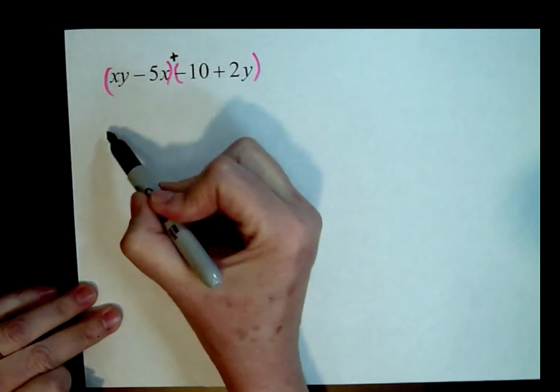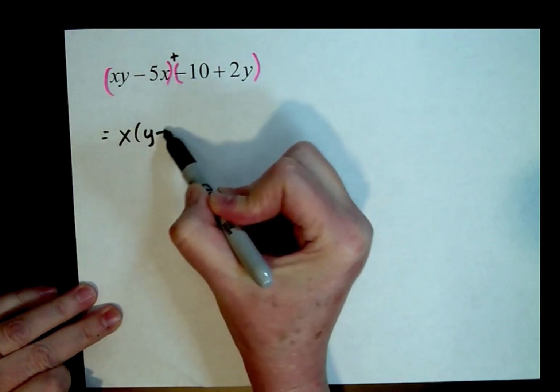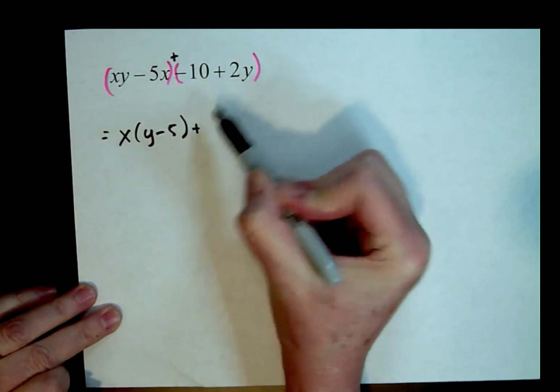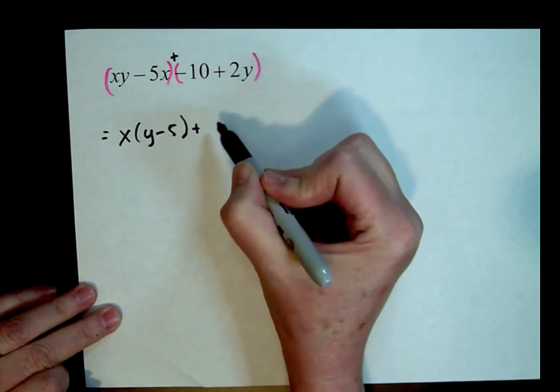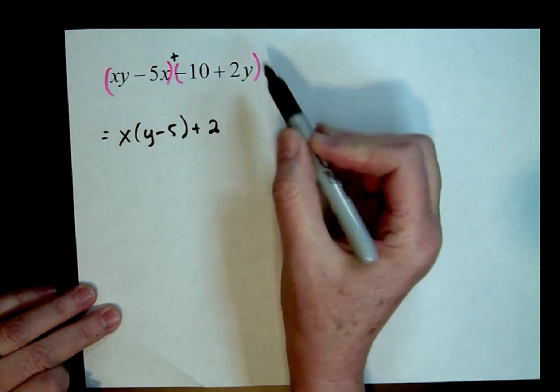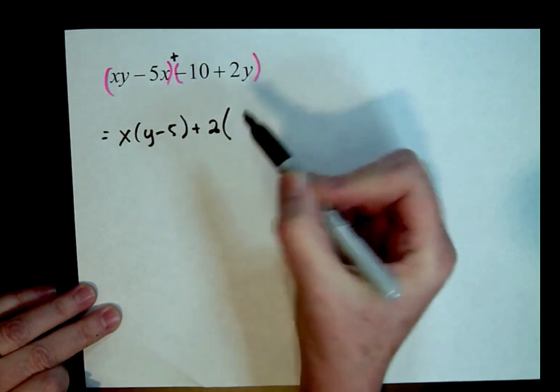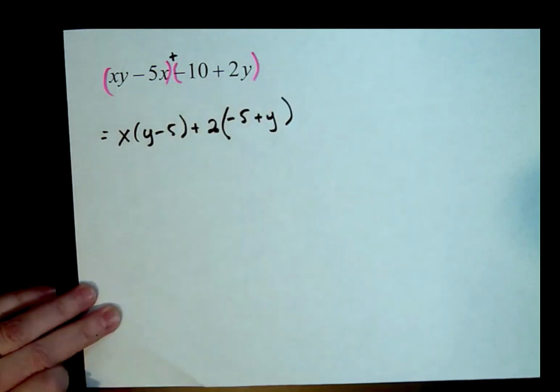What can I take out of the first set of parentheses? An x, so that'll leave me y minus 5, and then plus, what can I take out of the second set of parentheses? 2, and maybe we want a negative 2, maybe we don't. I'm going to take out a 2 for now. That'll leave me a negative 5 plus y.